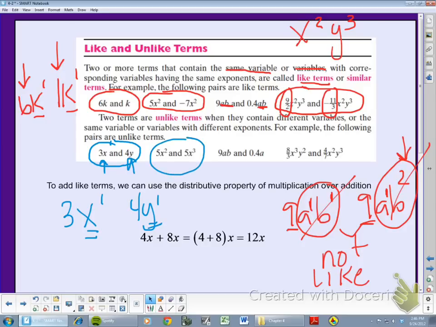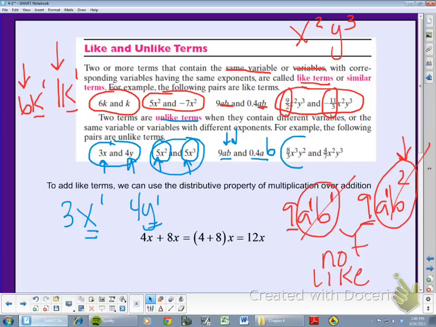5x squared and 5x to the third, even though they have the same coefficient, 5, and they both have x's, this 5x squared is raised to the second power, 5x cubed is raised to the third power, so they are not like terms, they're unlike terms. Okay, same with 9ab and 0.4a. This one doesn't have a b. If it did, they would be like terms, but since this one has an a and a b, and this one only has a b, then they're not like.